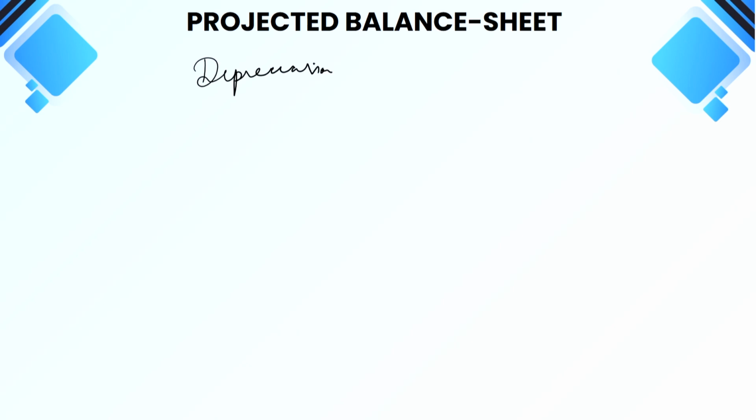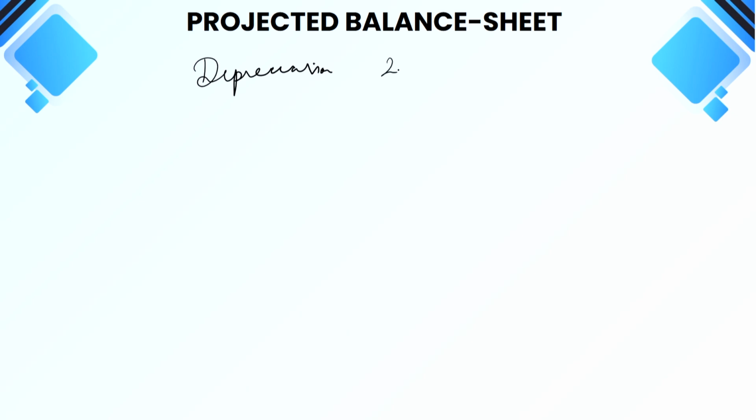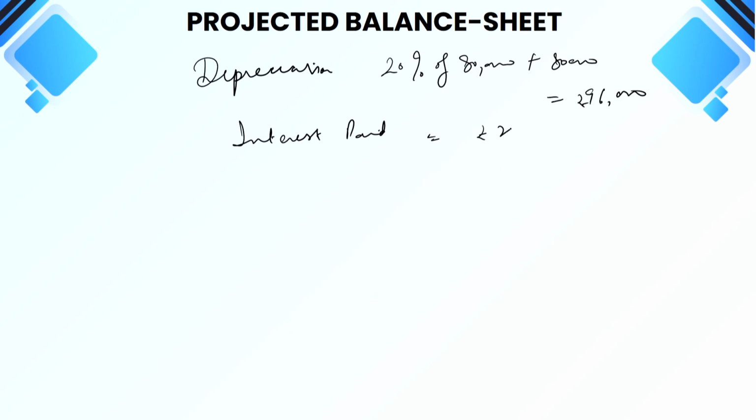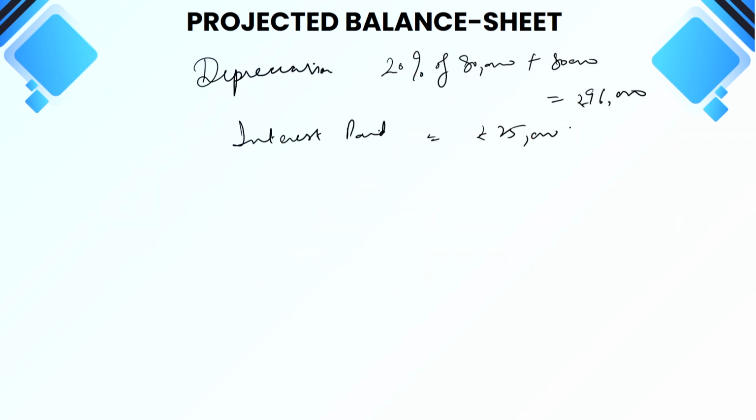As you can see in the additional information, we are provided that depreciation will increase by 20% in the year 2023. So our new projected depreciation will be 20% of 80,000 plus 80,000, which comes to rupees 96,000. Then we have interest paid, which was given in the past year, 25,000. And we have an adjustment that it will increase by 10,000 rupees. So we add this 10,000 over here. So our projected interest will become rupees 35,000.